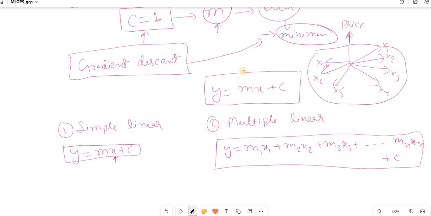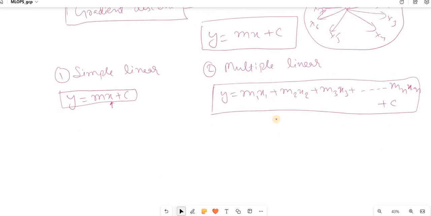And what exactly does the slope mean? Now let's understand the meaning of a slope in a better way. So if I'm writing here y equal to 3x and here I'm writing y equal to 4x.